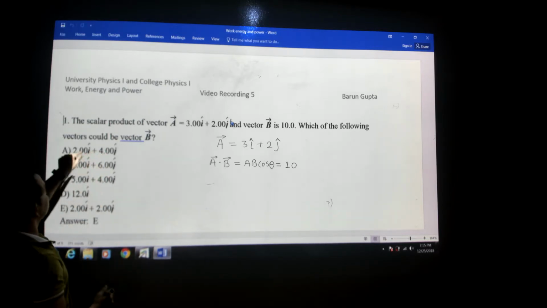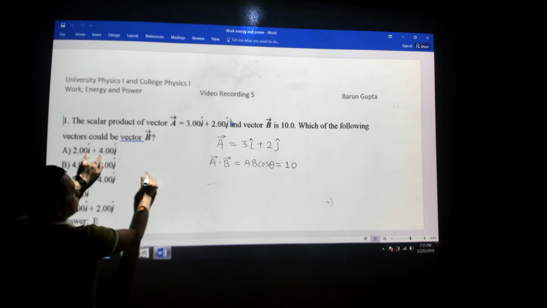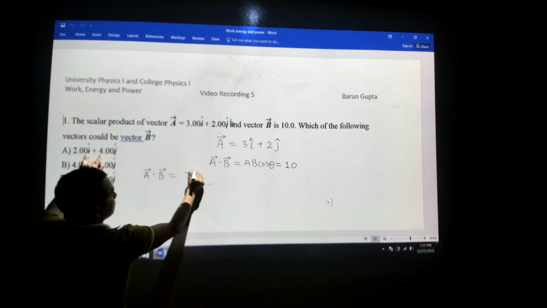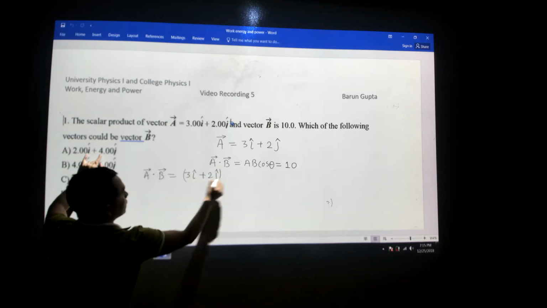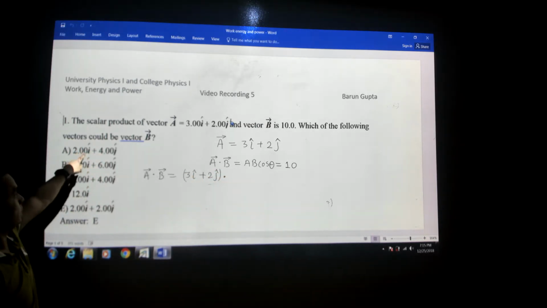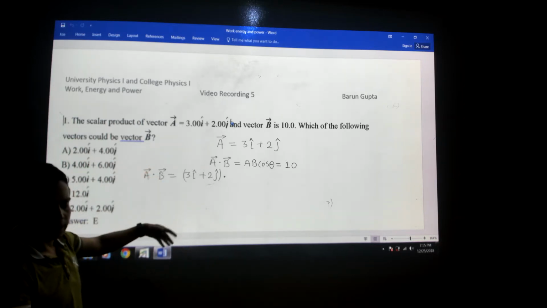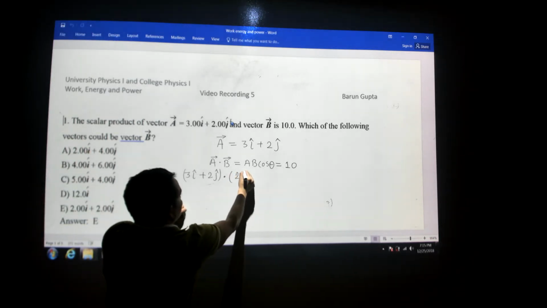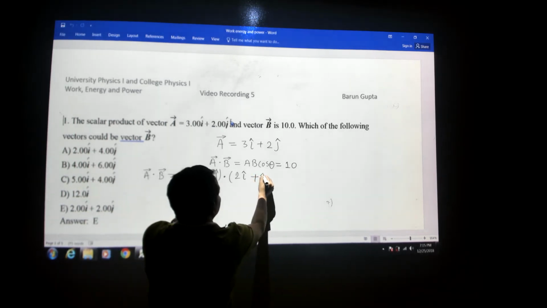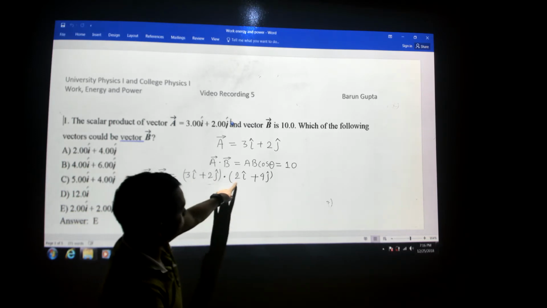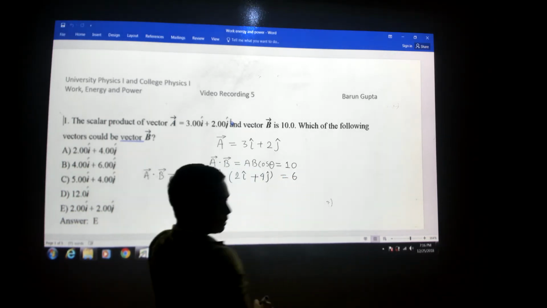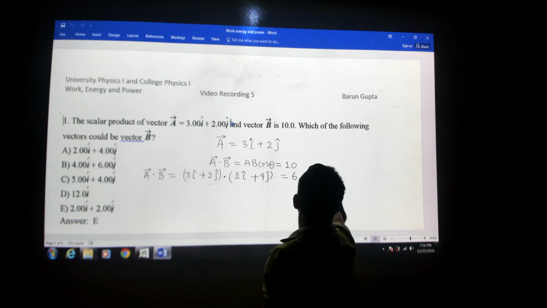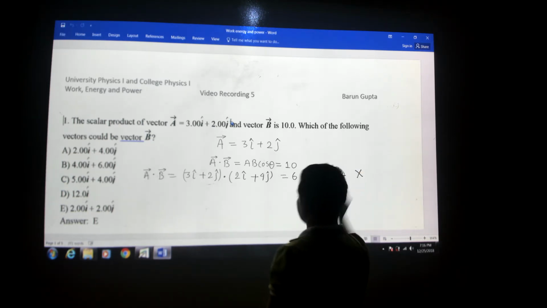So just plug in the values here. You have the a vector and the b vector. The a vector is 3i plus 2j, times the b vector. If I take the scalar product, the answer I should be getting is 10. Let's try this one, 2i plus 4j. If I multiply, 3 times 2 is 6, plus 2 times 4 is 8. This is 14. That means this is not the correct option.